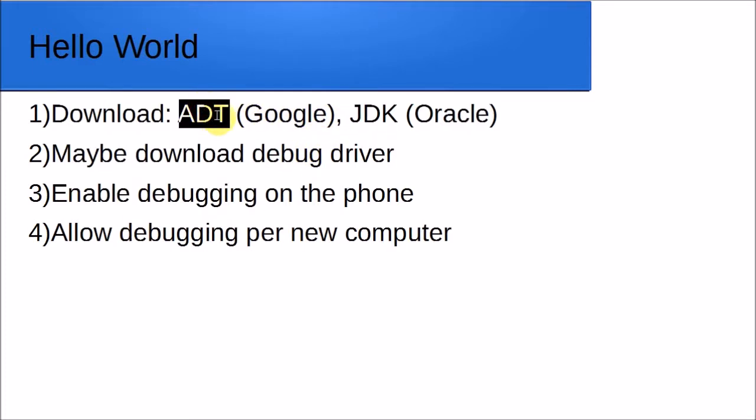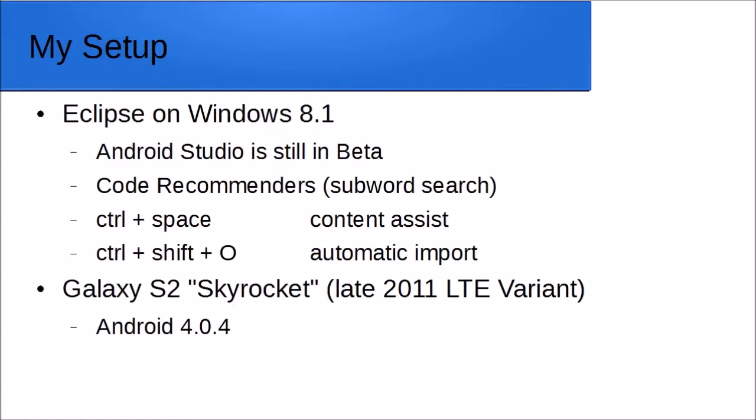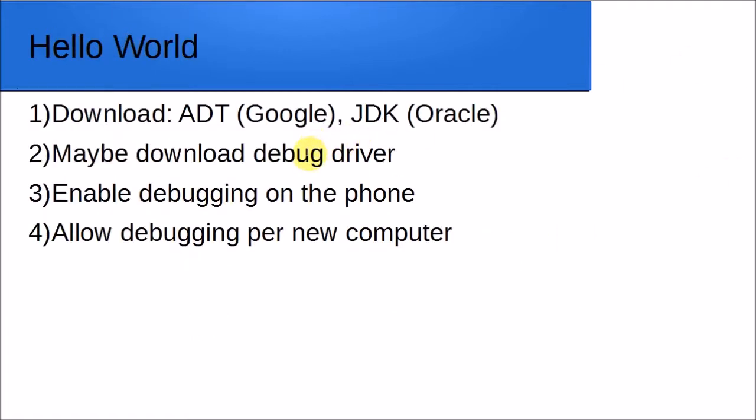You want to download ADT. That's the Google tool, the Android Developer Toolkit. The JDK is the Oracle tool. I guess they're not bundled together, probably for legal reasons. It's two separate downloads. You might have to download a debug driver. For my older phone, which is pretty old, from 2011, I have to download a debug driver, but I have a newer tablet where I don't have to download a debug driver. So that's why I say it's maybe.